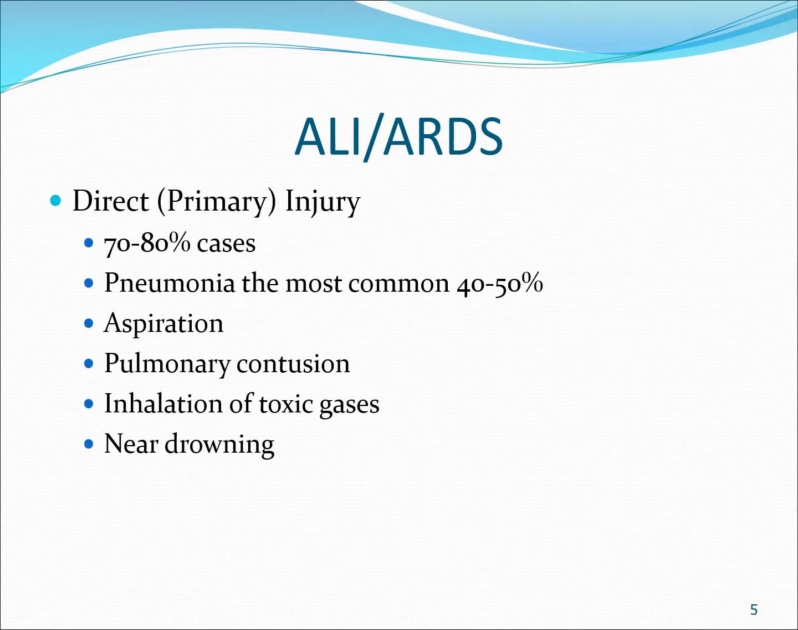Primary ARDS occurs in about 70 to 80% of the cases. The most common reason for getting ARDS is that you have a pneumonia, where 40 to 50% of the cases are a result of that. You could also get ARDS from aspiration of toxic gases. You could get ARDS from pulmonary contusion.